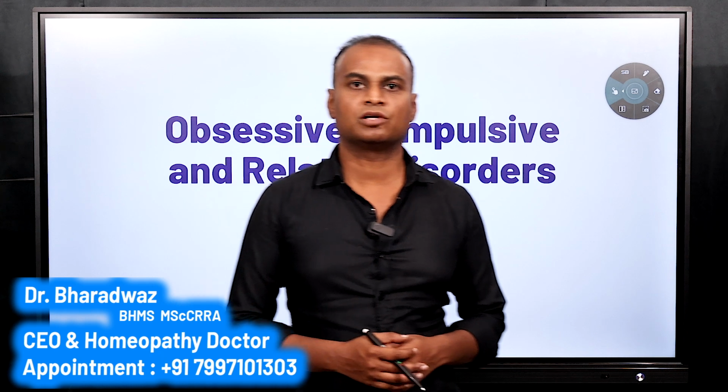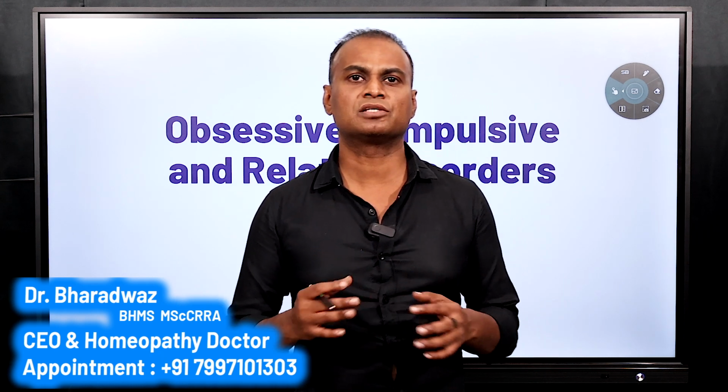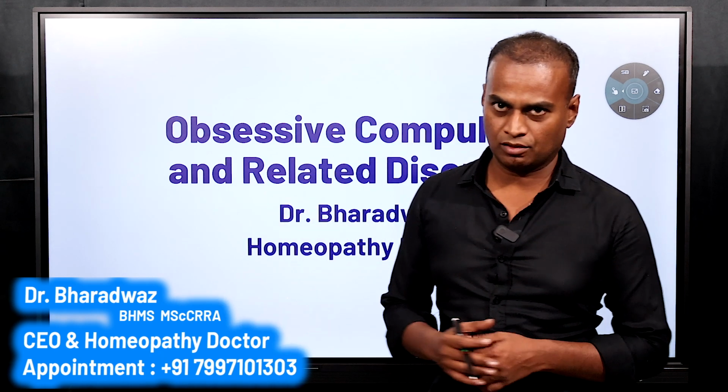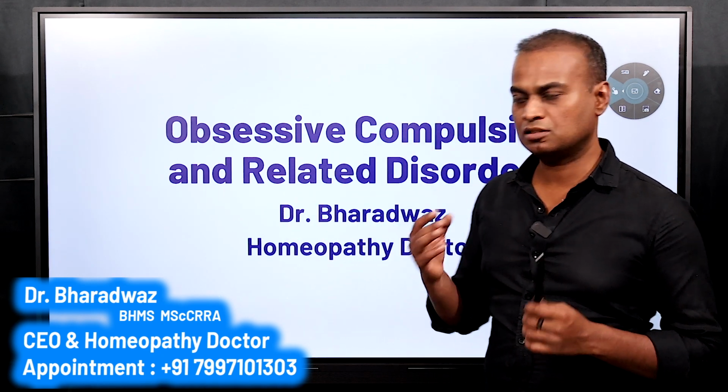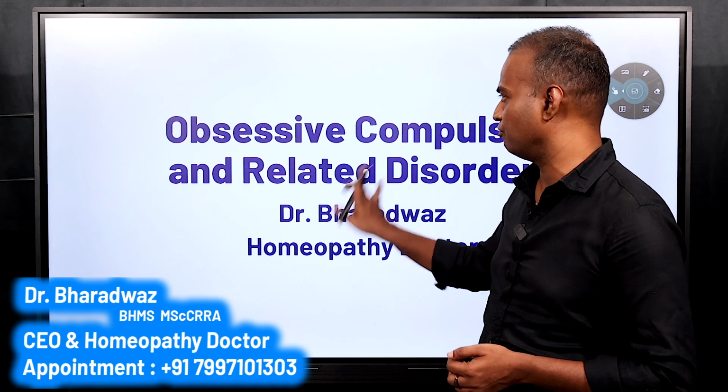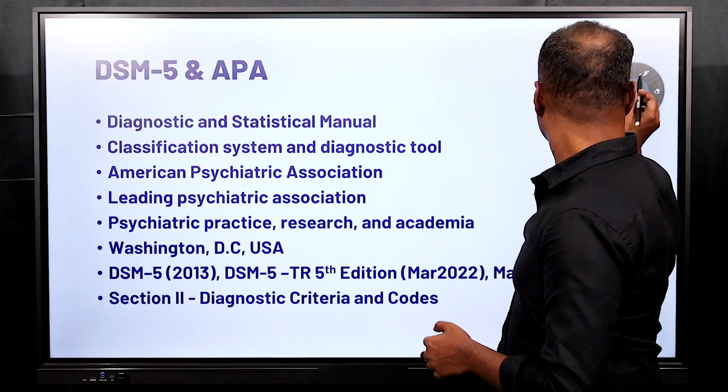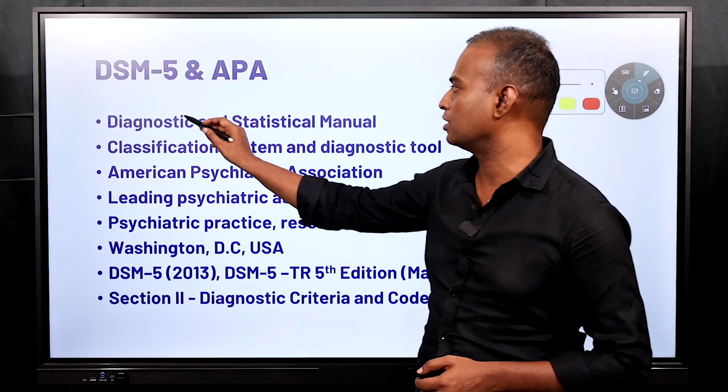Today we will discuss one of the important topics, that is obsessive compulsive related disorders. So these are a group of disorders. We will see these disorders from the perspective of DSM-5. So DSM-5 is the Diagnostic and Statistical Manual.